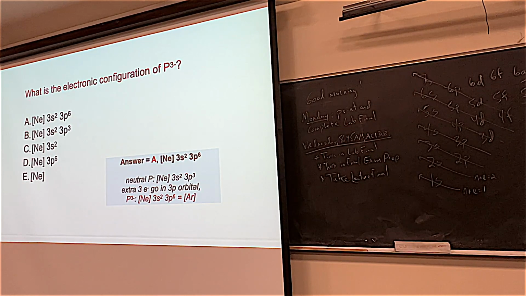So if the choice is there, answer A would be right. It's also equal to argon. In the old days, you don't want to have just that. You want to put the nearest last noble gas, but I would take argon for an answer. But if you see that, just realize neon 3s2 3p6 is argon. Good to go.